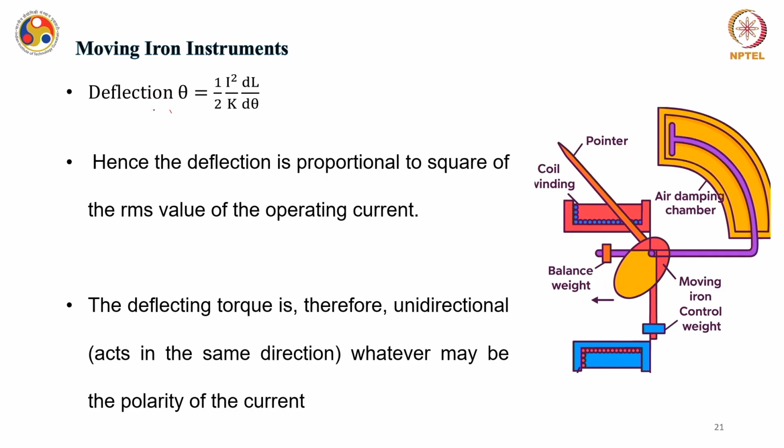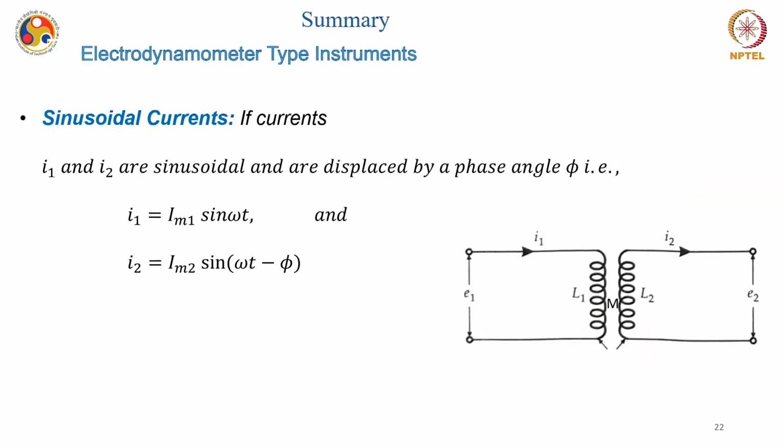Then we calculated its deflection as 1 by 2 I square by k into dL by d theta, and the deflection was proportional to the square of the RMS value of the operating current. The deflection torque is therefore unidirectional, or acts in the same direction whatever may be the polarity of the current. And we found that the moving iron instrument can also be used for AC measurement.